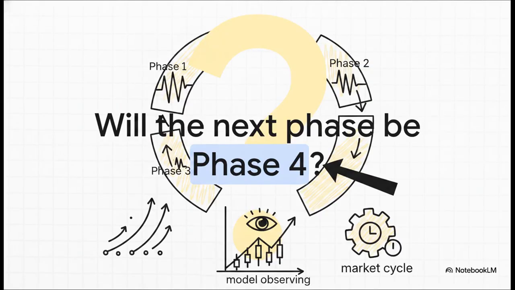So with Phases 1, 3, and 2 all documented, the cycle is now at a fascinating point. And this leads to the one big, open-ended question posed in the documentation. Will the next phase be Phase 4? We don't know. The model simply continues to observe.